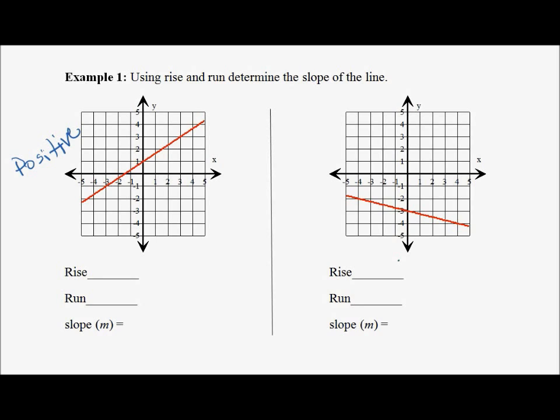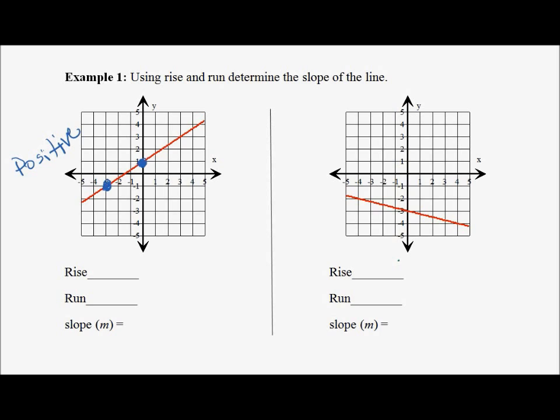And the way you do it, you have to pick yourself two good points. The 2 points that I'm going to pick, I have a point right here at -3, -1. Then I have another good point here at 0, 1. You always want to pick a point that goes straight through the grid.